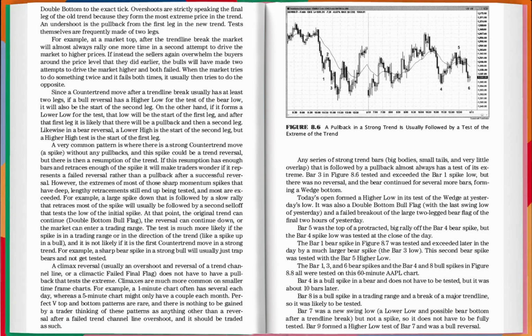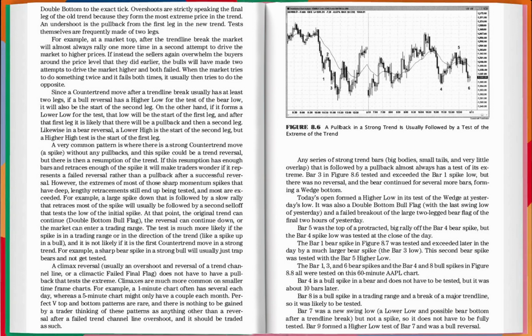The test is much more likely if the spike is in a trading range or in the direction of the trend, like a spike up in a bull, and it is not likely if it is the first countertrend move in a strong trend. For example, a sharp bear spike in a strong bull will usually just trap bears and not get tested. A climax reversal, usually an overshoot and reversal of a trend channel line, or a climactic failed final flag, does not have to have a pullback that tests the extreme.